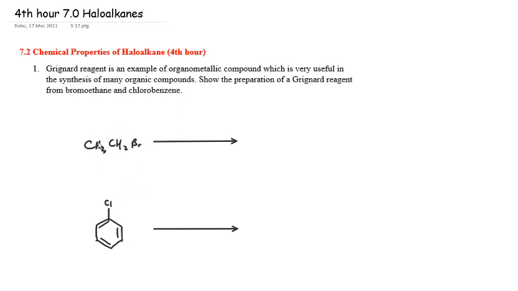Alright, so from bromoethane, when it reacts with magnesium in dry ether solvent, you're going to create your Grignard reagent. So between the carbon and the halogen, insert your magnesium. Okay, so this is our Grignard reagent. Don't forget to practice writing down your delta negative carbon and the delta positive magnesium.